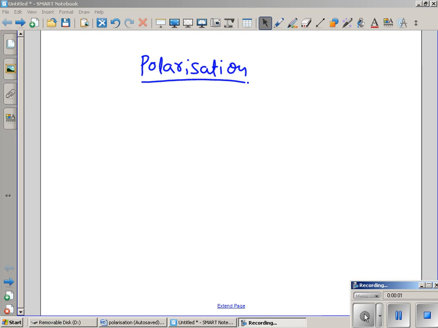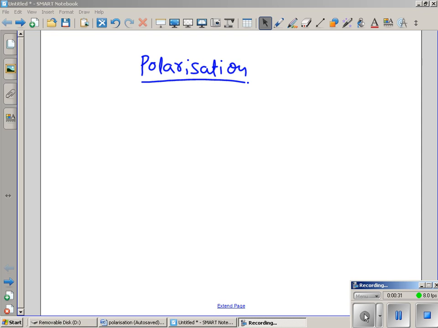Okay, today we are going to start a new topic, that is nothing but polarization. This is also like interference and diffraction. This is also one of the properties of light. So we will see what polarization is, how we can produce different types of polarization, and how we can distinguish between polarized light and unpolarized light.